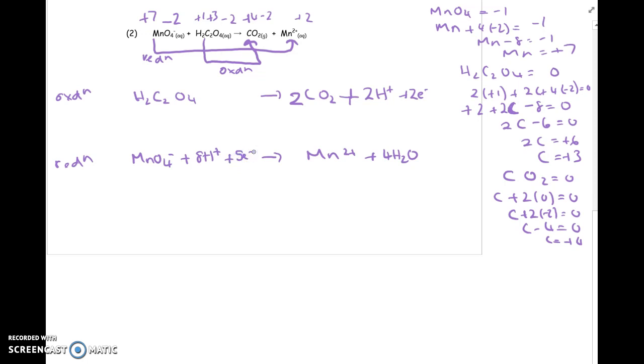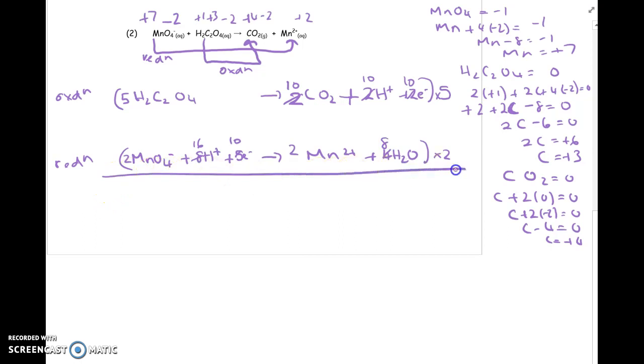Now we're going to need to make the electrons the same, because whatever electrons are produced must be consumed. So this is producing 2 but consuming 5, so common factor is 10, so times this one by 5, times this one by 2. This ends up being 5, 10, 10, and 10. This one ends up being 2, 16, 10, 2, and 8. Now we can add the 2 together.